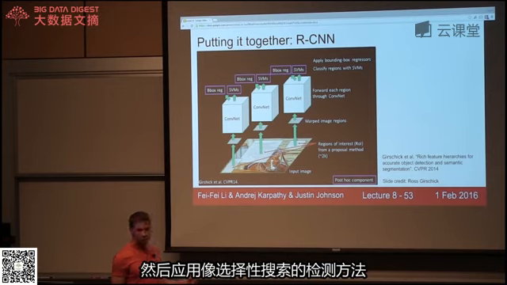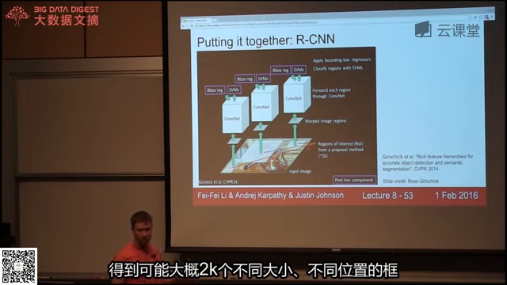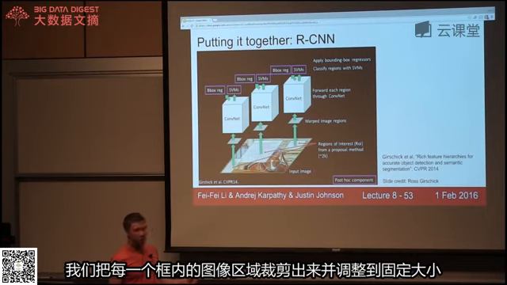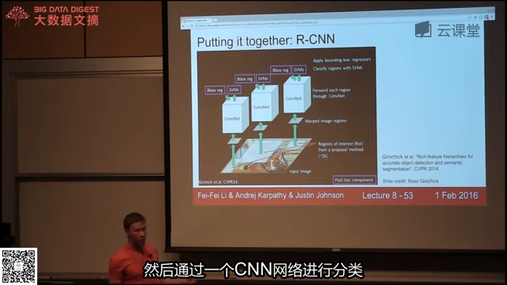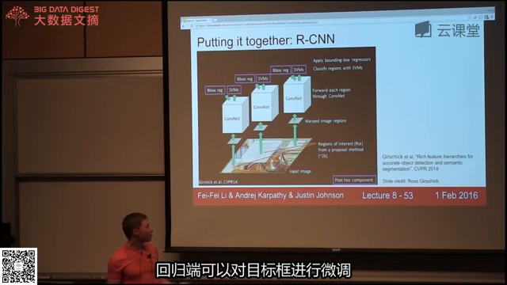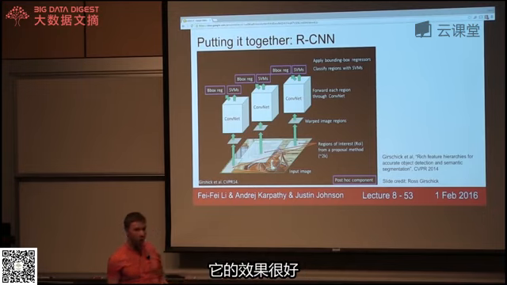We're going to run a region proposal method like selective search to get maybe 2,000 boxes of different scales and positions. I mean, 2,000 is still a lot, but it's a lot less than all possible boxes in the image. Now, for each of those boxes, we're going to crop and warp that image region to some fixed size, and then run it forward through a CNN to classify. This CNN is going to have a regression head and a classification head. They used SVMs here. The idea is that this regression head can correct for region proposals that were a little bit off.